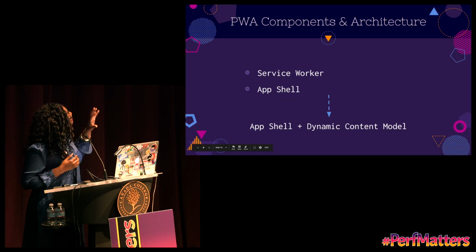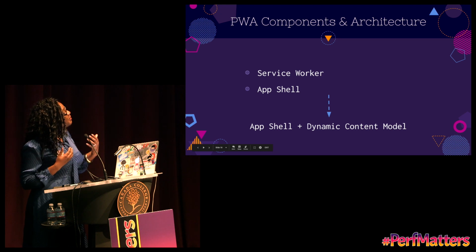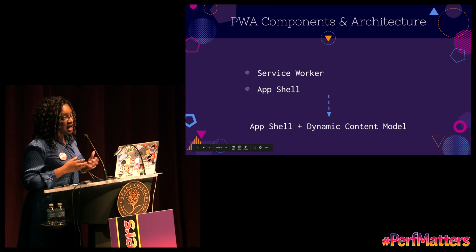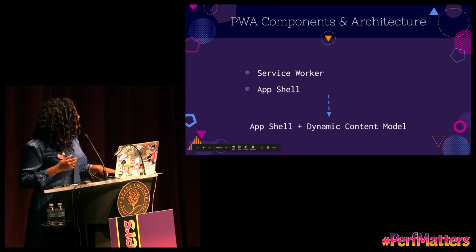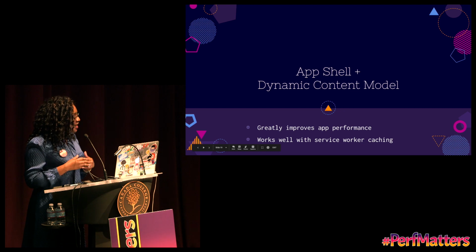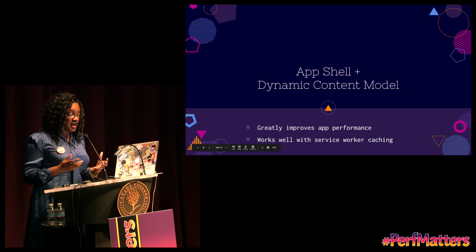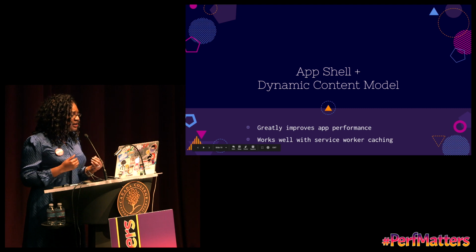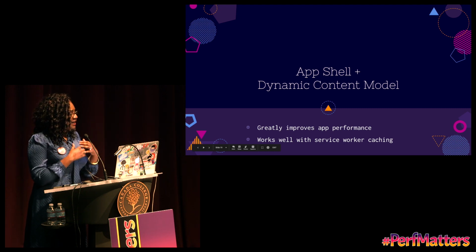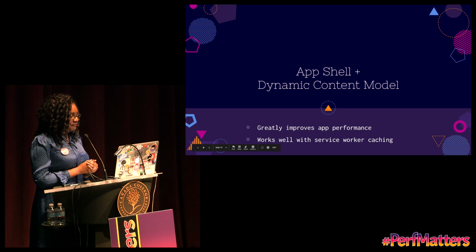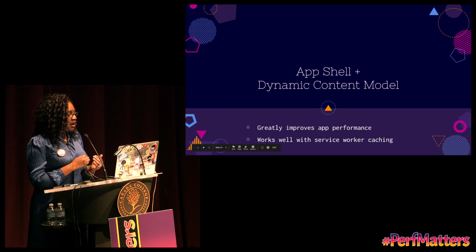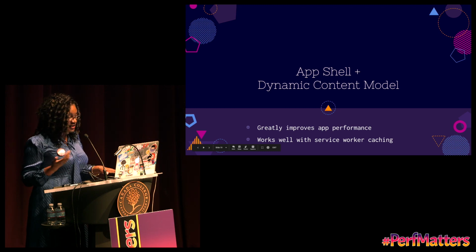And so this whole architecture comes together because of service workers and the app shell. We have this app shell with this dynamic content model that we're going to talk a little bit more about in detail. The app shell approach relies on the caching of the shell of your web application using a service worker. Using the app shell and dynamic content model greatly improves the app performance and really works well with service workers caching as a progressive enhancement. Progressively enhancing your web app means that you can gradually add in features like offline caching, push notifications, and adding to the home screen or installing.